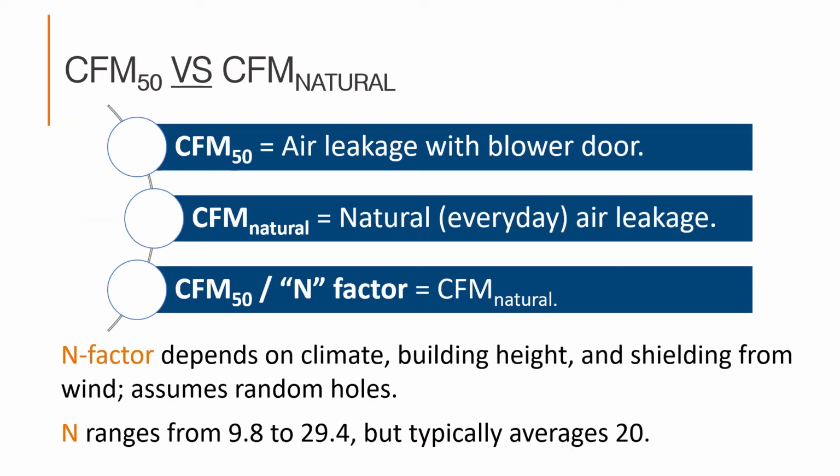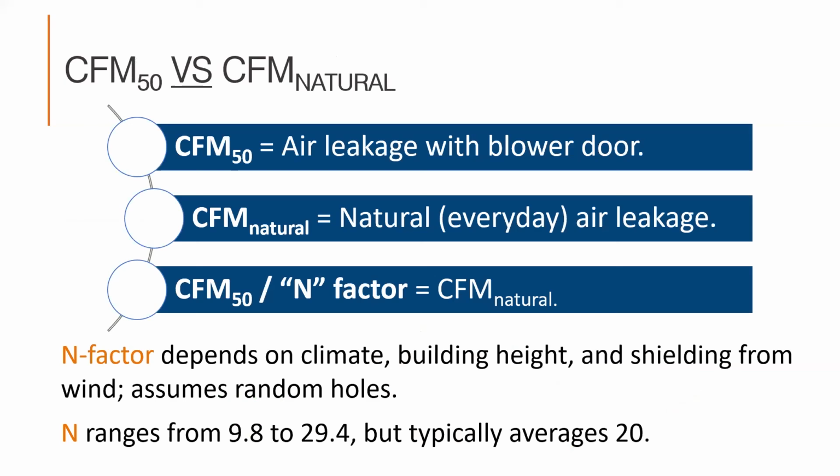Well, what we know is the CFM 50 air leakage rate of that house. But what we really want to know is the CFM natural or everyday normal air leakage rate. So the way we translate between these two languages is by using the N factor.